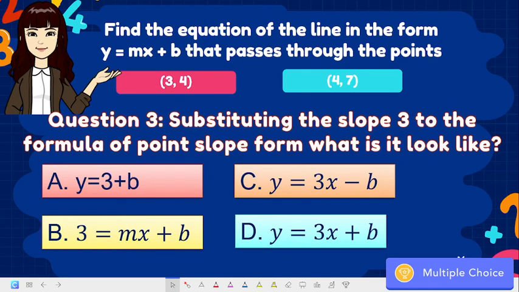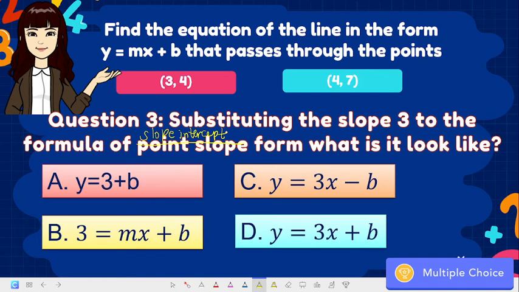So, for question number 3, substituting the slope 3 to the formula of point slope form, what does it look like? Oh no, that's not point slope form. This should be slope-intercept form. So, this is wrong. So, this must be slope-intercept form. Okay? So, when we substitute the 3 into the formula of slope-intercept form, what does it look like?